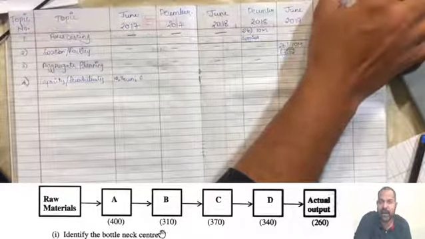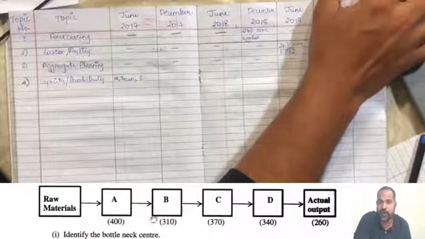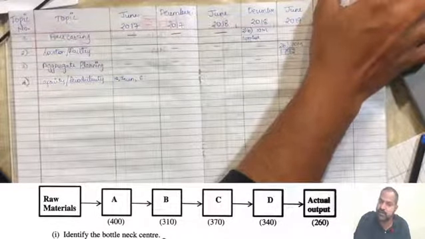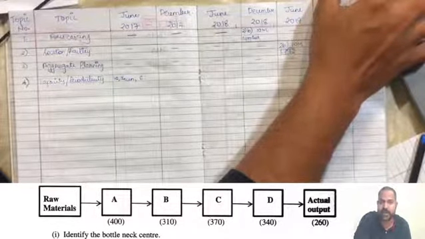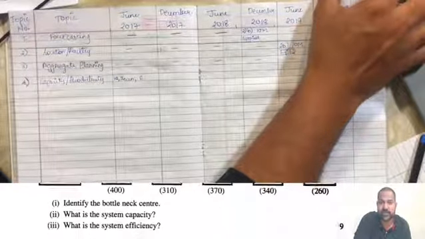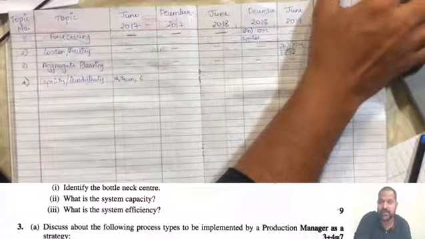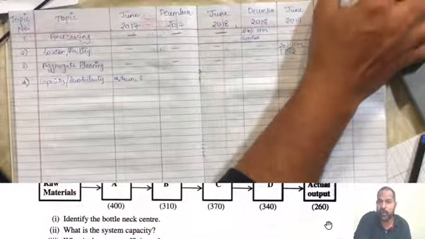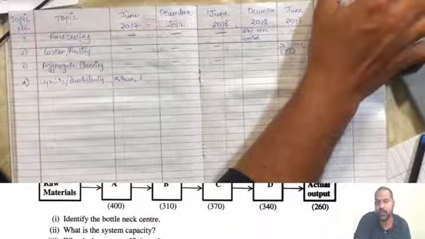Identify the bottleneck. What is the lowest? B. Then B is the bottleneck operation. What is the system capacity? Well, 310 is the maximum they can make, so it's 310. What is the system efficiency? Well, I am expecting 310, but I only get 260. So it's 260 by 310 into 100.